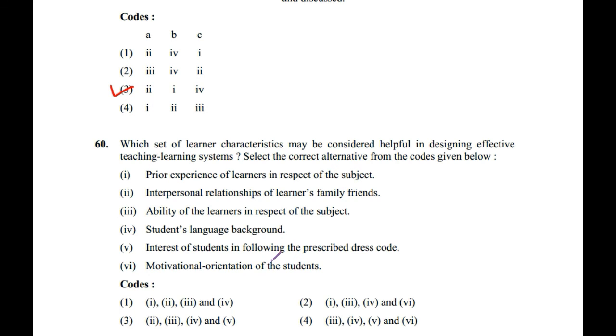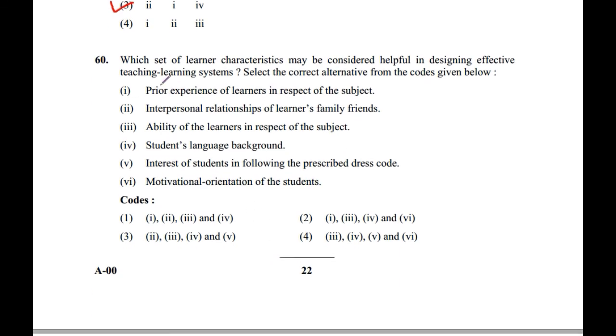Now question number 60, the last question. Which set of learner characteristics may be considered helpful in designing effective teaching learning systems? Select the correct alternative from the codes given below. Prior experience of learners in respect of the subject. Interpersonal relationships of learners, family, friends. So here this is not a correct statement.